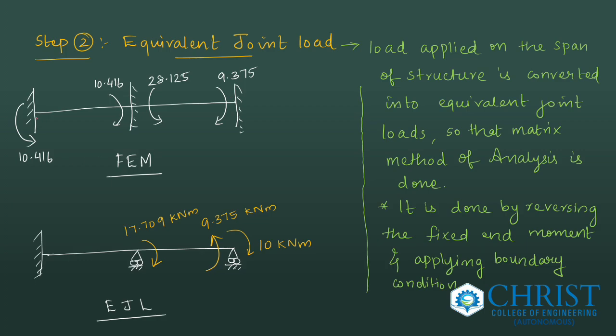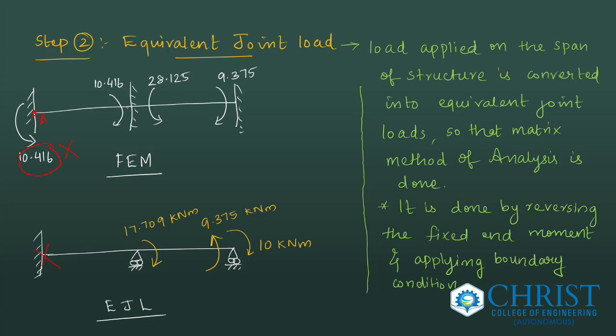So at joint A, it is a fixed end. So there is already a resistance against the moment. So this 10.1416 need not be considered in equivalent joint load. So here nothing is being given.